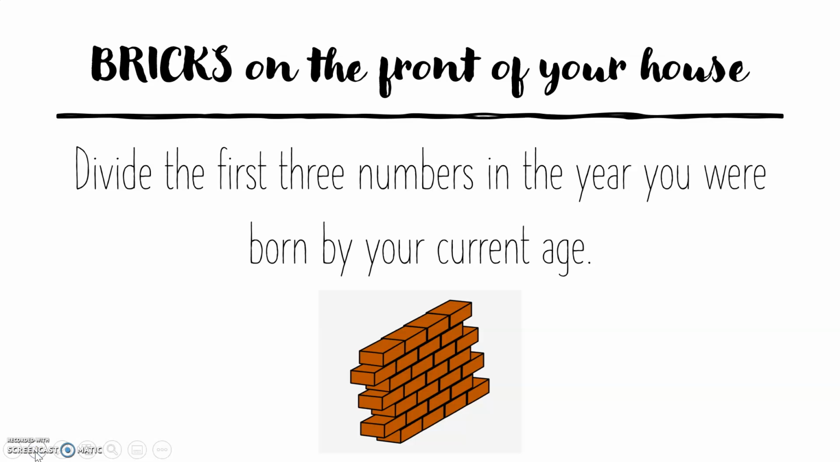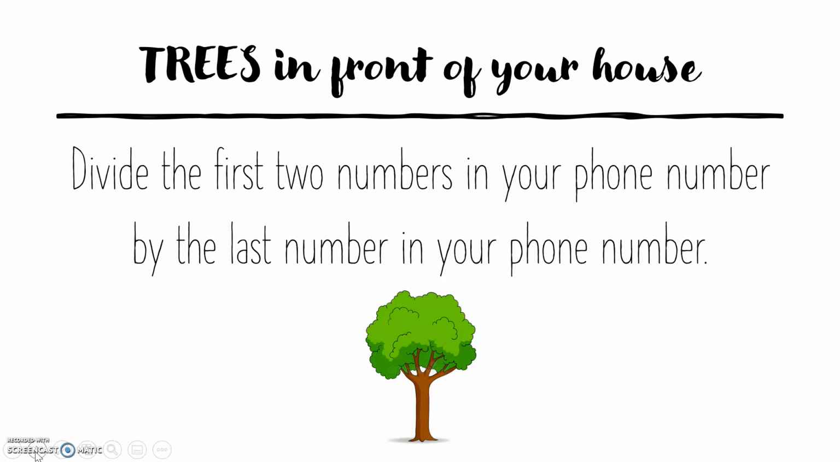Next, the bricks on the front of your house. To figure this out, we will divide the first 3 numbers in the year you were born by your current age. To figure out how many trees will go in front of your house, divide the first 2 numbers in your phone number by the last number in your phone number.